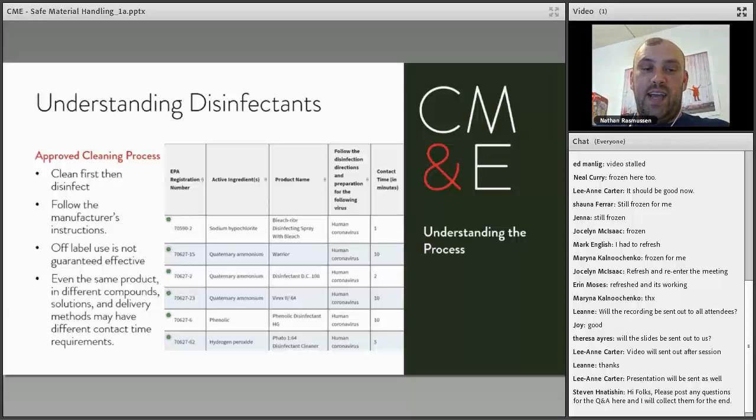So make sure that as part of your process, you're taking into account the requirements of each separate product in your lineup. And even the same product in different compound solutions and delivery methods may have different contact times. If you, again, take a look at that list that's up on your screen, the quaternary ammonium compounds Warrior and disinfectant DC-100, both effective against human coronavirus. One requires a contact time of 10 minutes. One requires a contact time of 2 minutes. That's a big difference.